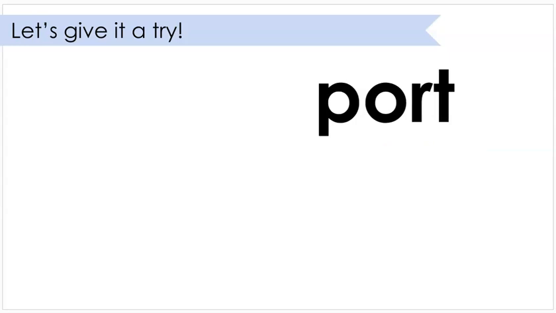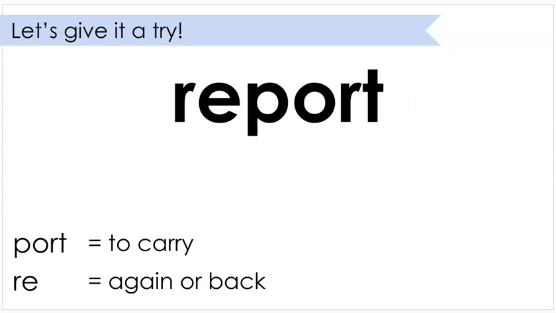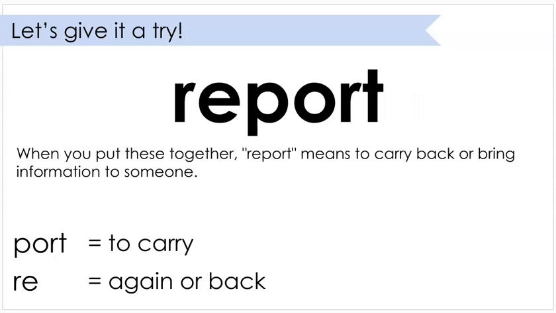Let's try another one. Still using port, and we're going to add the prefix re. Now, re means again or back, and I'm sure you know that when you've heard the words rewrite, retie, redo. We can use it here with port. So again or back, to carry. So we add those together, we get report. And when you put these together, report means to carry back or to bring information to somebody, usually to bring information back to somebody. If your teacher asks you to do a report, she's asking you to bring information back to her.